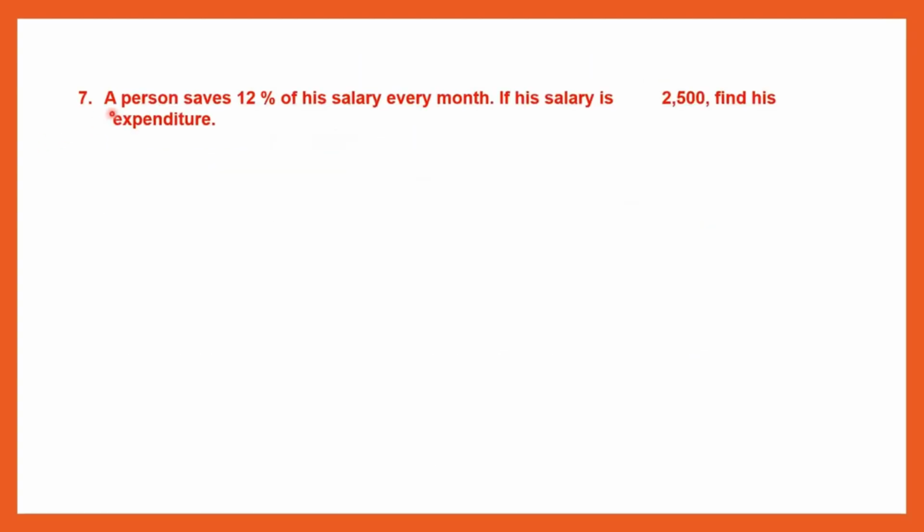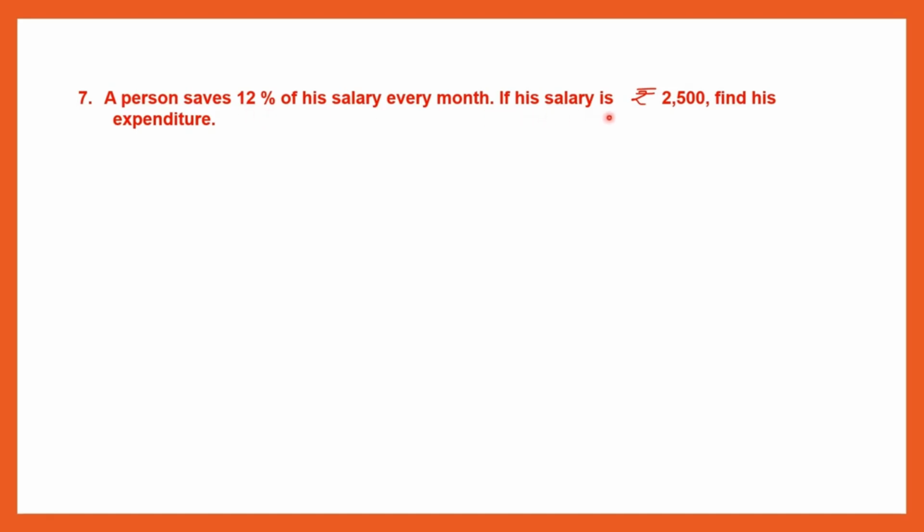Question 7. A person saves 12% of his salary every month. If his salary is 2,500 rupees, find his expenditure. So here they're telling us a man gets his salary every month. Salary is the amount that he gets after working. Okay, for every month he gets a salary. Out of that, 12% he saves. That means he doesn't spend it, he keeps it so that he can use it if he needs. So this is the savings.